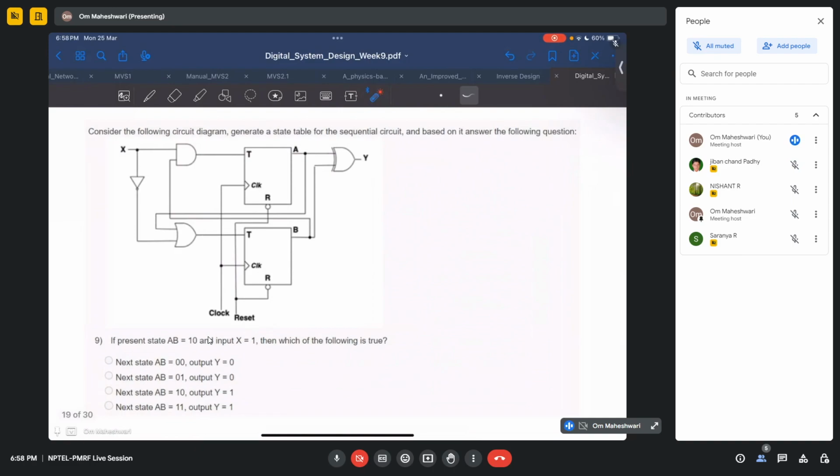Next question is, consider the following circuit diagram. Generate a state table for the sequential circuit, and based on it, answer the following questions. Give me a minute.